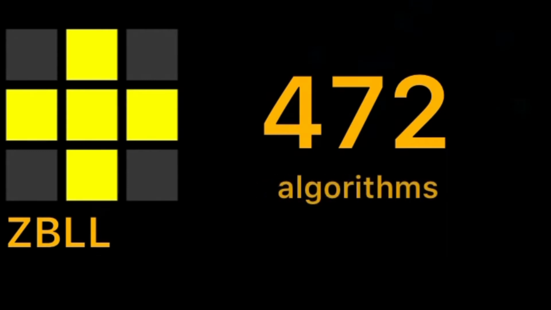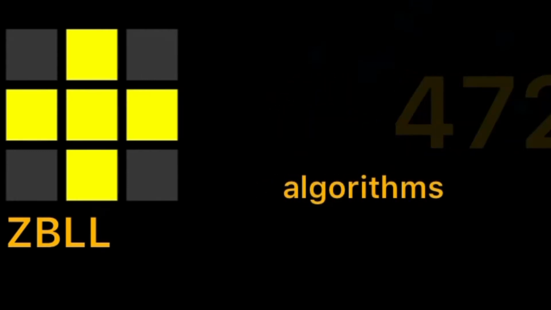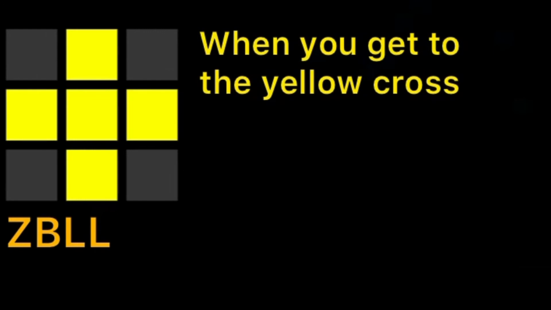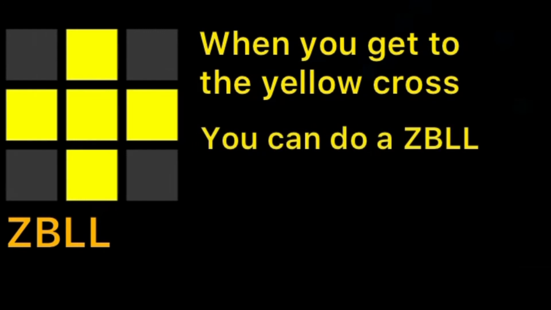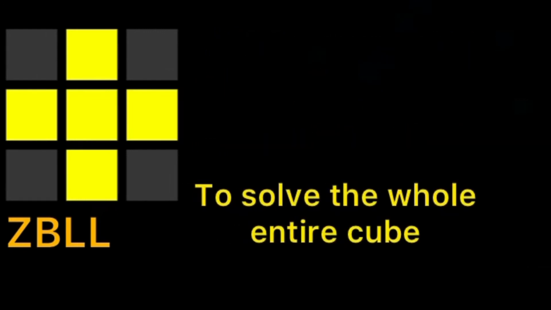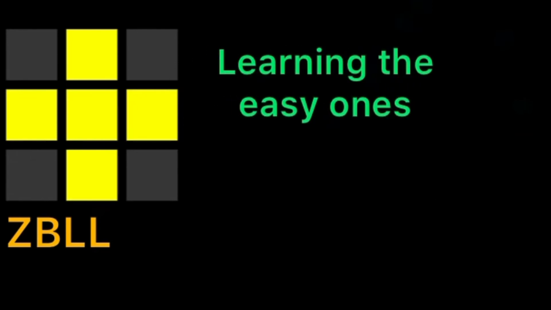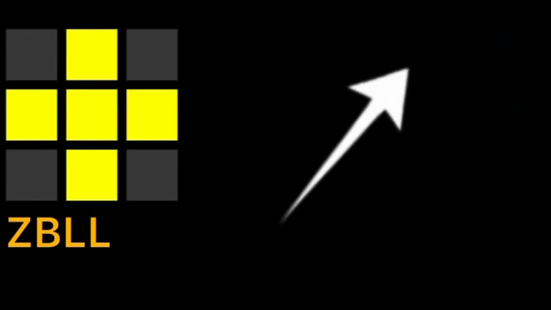3rd place is ZBLL. Now this algorithm set has a smashing 472 algorithms in it, and that's not including full PLL. These algs are mostly used by CFOP solvers, and the professionals learn a huge amount of them. Basically, when you get to the yellow cross after F2L, you can do a ZBLL algorithm to solve the entire cube instead of doing OLL and PLL. Personally, I don't see the point of learning all of the algorithms, but I do see the point of learning the easy ones. I do have a video on that, so check it out.